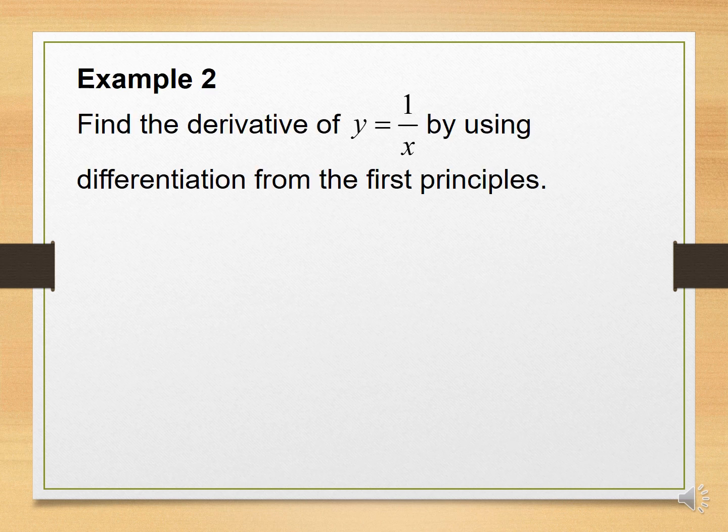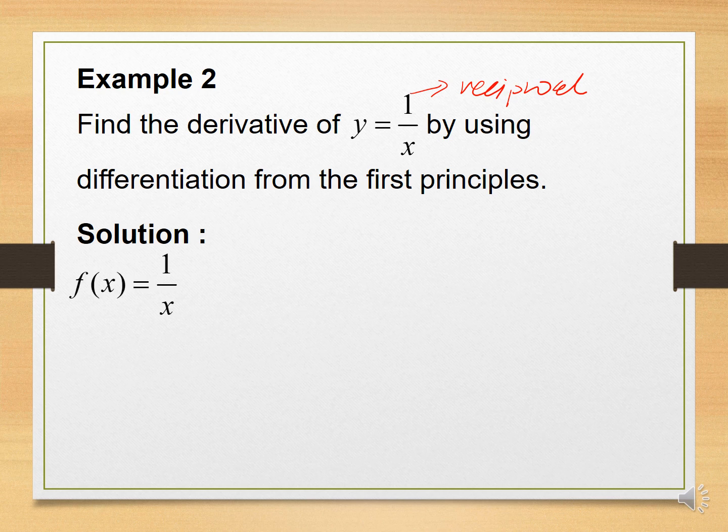Find the derivative of y equal to 1 over x by using differentiation from the first principles. So the function that is given to us here is a reciprocal function. So the concept is still the same, like example 1. So let's take a look at the solution. Before we use the first principle formula, let us write the y in the form of f(x).